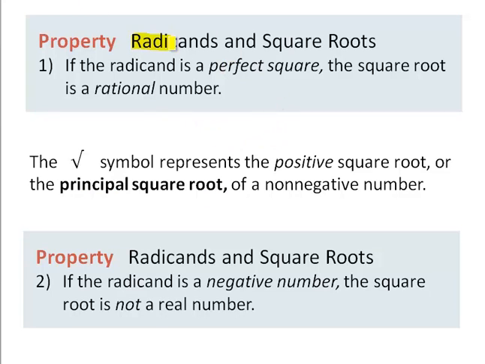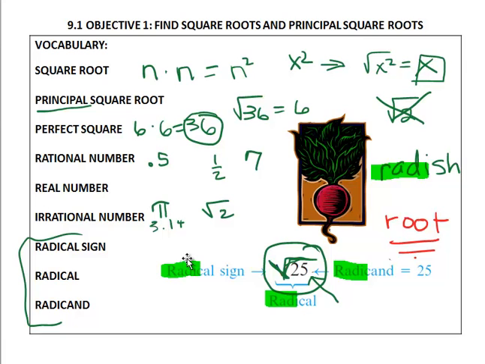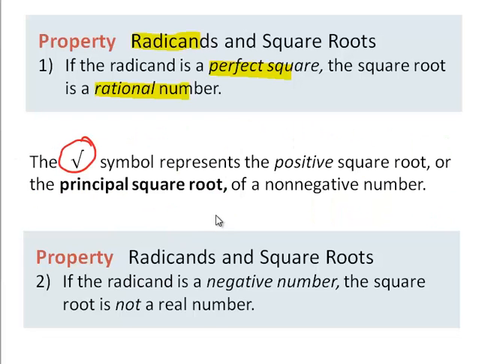So we talk about radicands, and if it's a perfect square, it's a rational number. And remember, that was something that's like a whole number that's right there on the number line. When we use this, which is the, remember, radical sign, it represents the positive square root. And this is another vocabulary thing that we use in this chapter. The positive square root is called the principal square root.